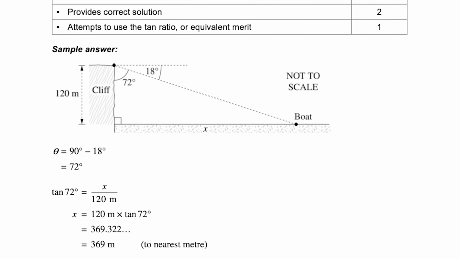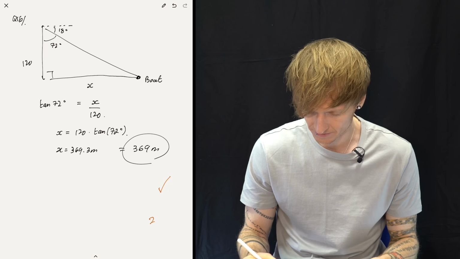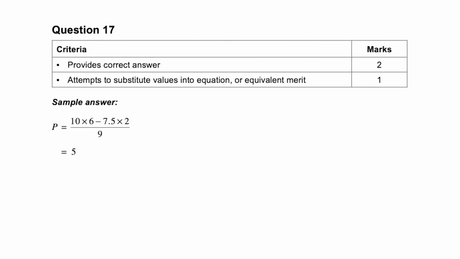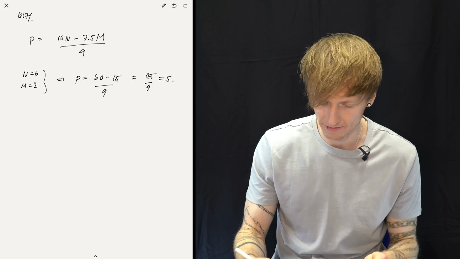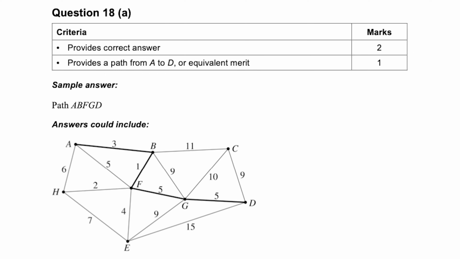Is that it? Yep. 16. Ships passing in the night. 369 meters. Awesome. 2 out of 2. Love that. Number 17 should be P equals 5. That was an easy one. 2 out of 2. Question 18.